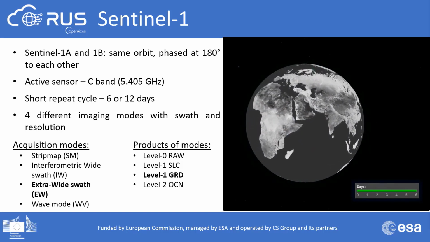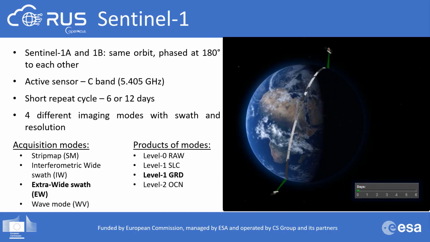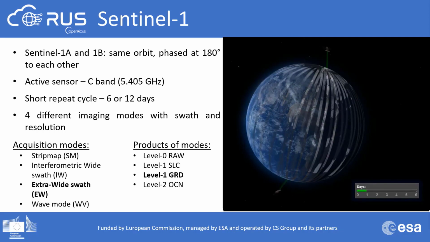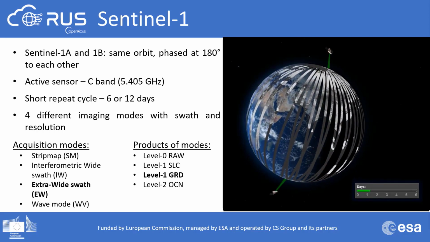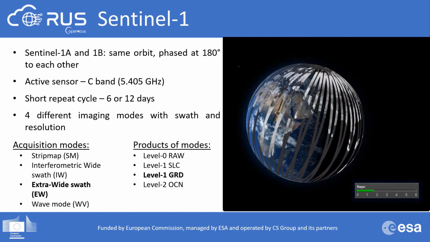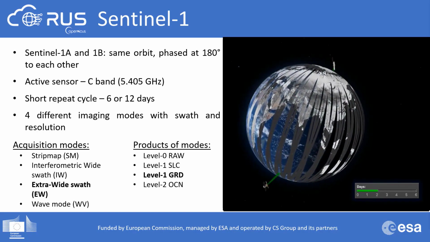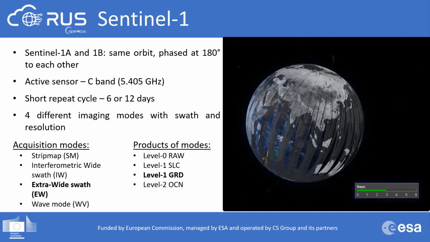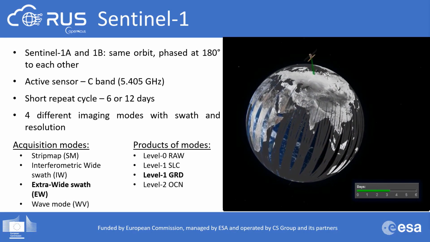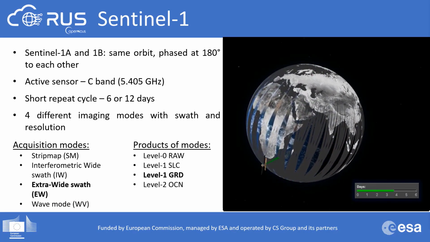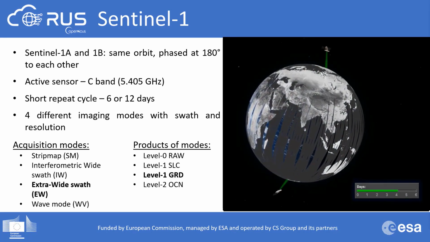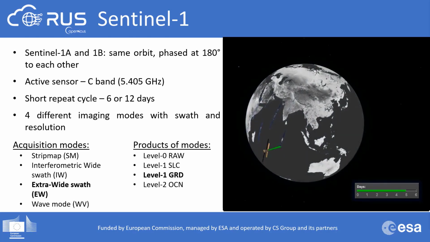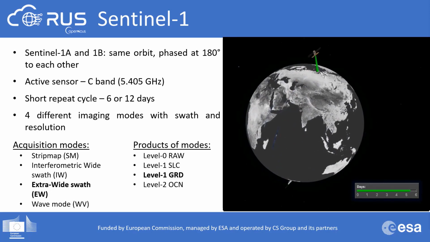The data are generally available at 3 different levels, which are the single look complex, the ground range detected, and the level 2 data. In this exercise, we will use the extra wide swath mode, which offers 400 kilometers swath width, and the products are available either in full or medium resolution. The medium resolution, which we will use, corresponds to approximately 93 by 87 meters, with a pixel spacing of 40 by 40 meters.